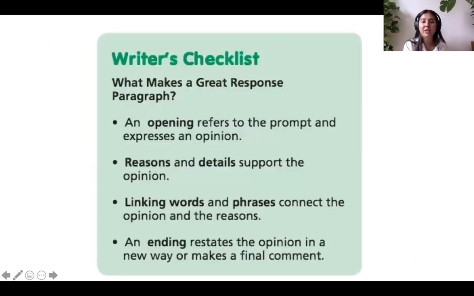Let's have a look at our writer's checklist. What is it that makes a great response paragraph? Okay, guys, so to make a great response paragraph, we need an opening that refers to the prompt or answers the question from the prompt and clearly states your opinion. We need reasons and details that support your opinion. We use linking words and phrases to connect the opinion and the reasons, and the ending retells the opinion in a different way, or it makes one last final comment.